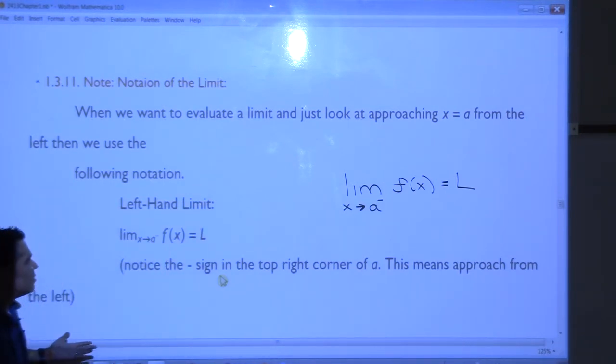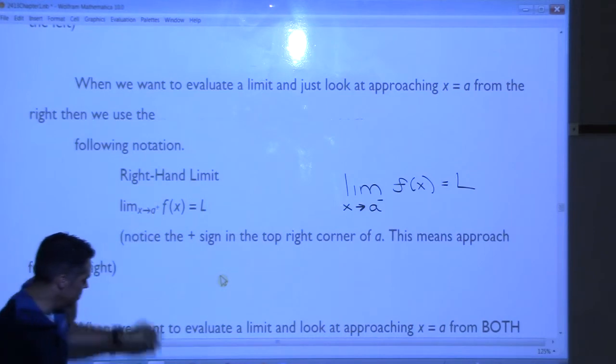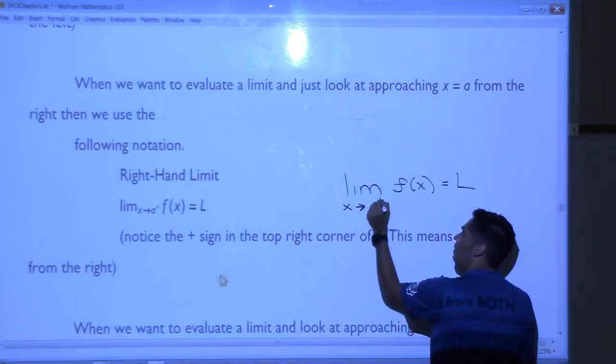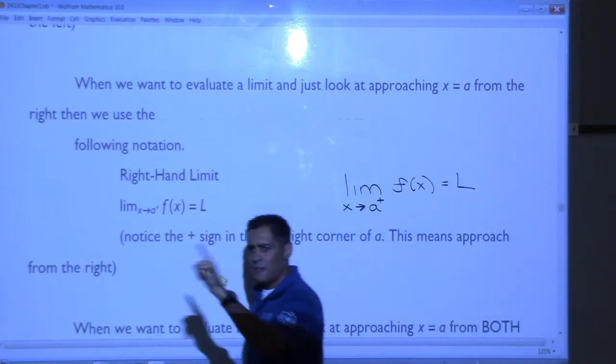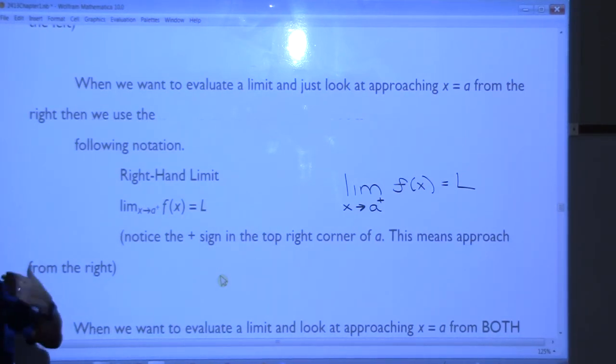Now, what do you think the notation for the right-handed limit is going to be? Same thing with the little plus sign instead. So we just change that to a plus, and that means we're talking about a right-handed limit, or right-sided limit, coming in from the right. Are the left and right hand limits always the same? I showed you examples where they were, and examples where they weren't.